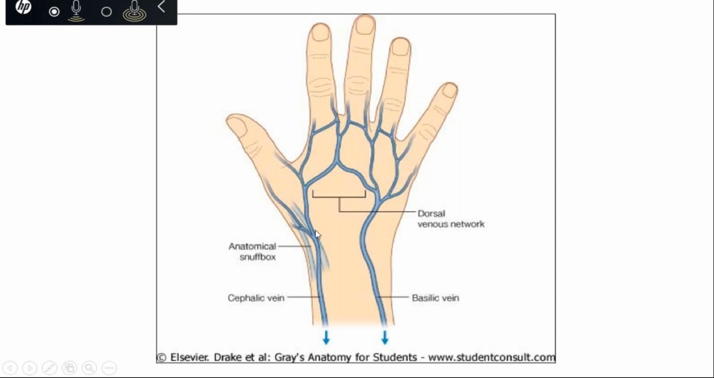In the lateral part, they all unite together and form the vein called the cephalic vein. Whereas on the medial portion along the little finger, they all unite to form what is called the basilic vein. These are the superficial veins. What we are discussing is the superficial veins. So what are these superficial veins? The superficial veins are the ones found in the superficial fascia.